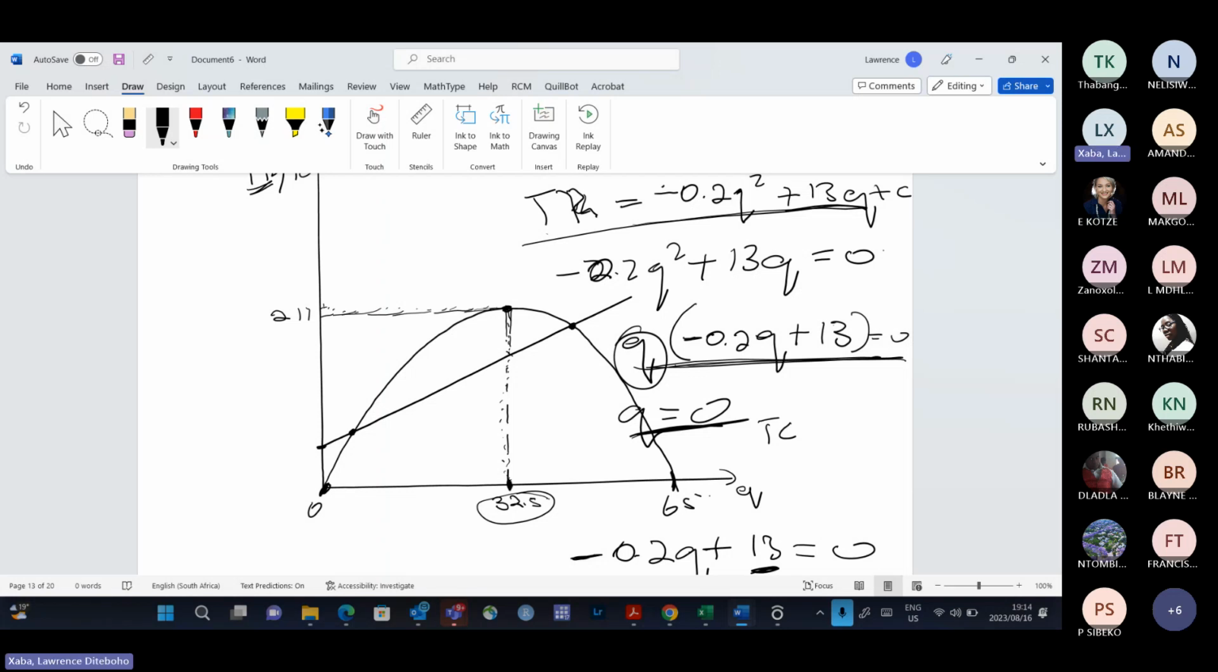So our total revenue equals negative 0.2 Q squared plus 13Q. That is our equation. The second equation, which is our straight line, is your total cost equals 2Q plus 30. There are our 2 equations. Questions?